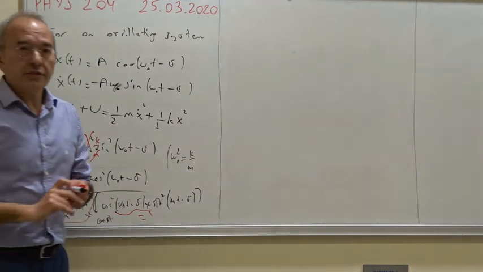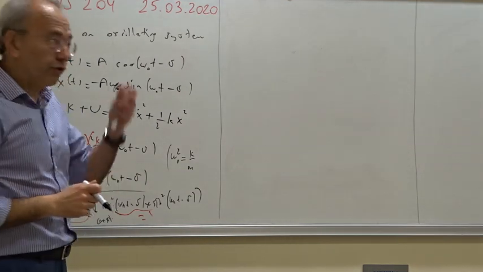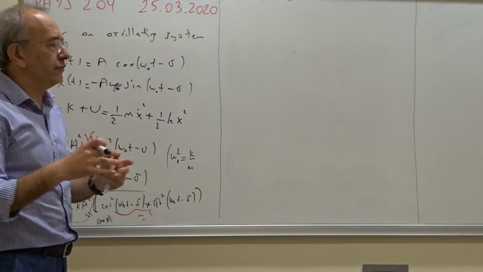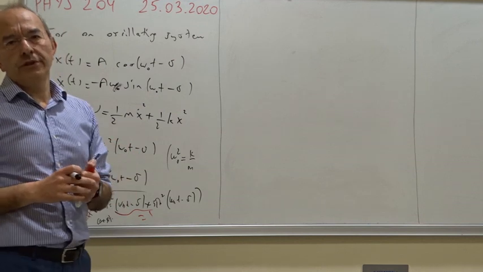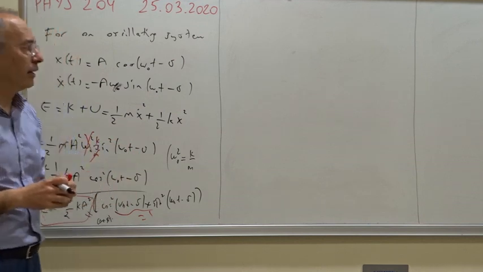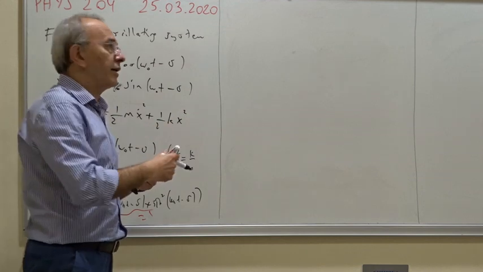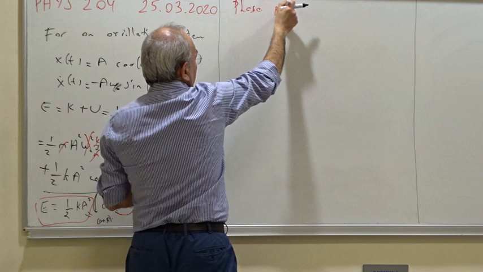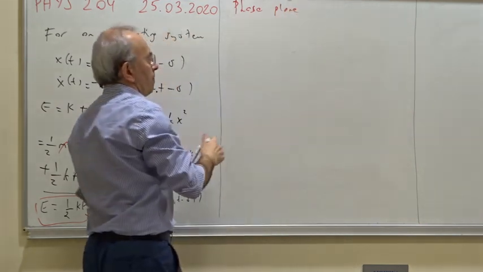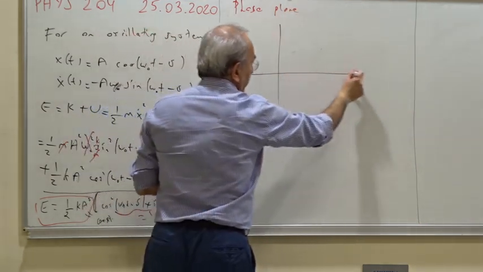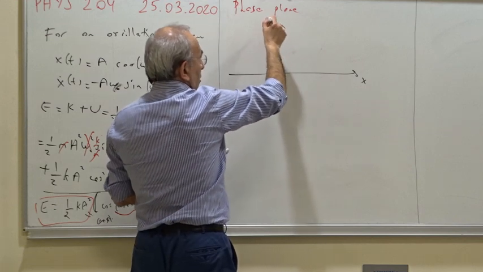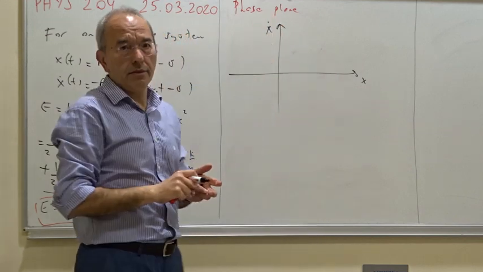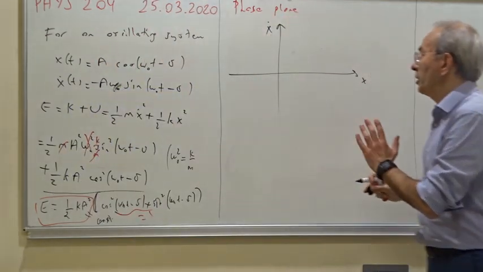Now another important thing is the phase diagram or phase space, phase plane. There are different, slightly different terms for that. Phase space, phase diagram, phase plane. A phase plane is a plot on a plane.